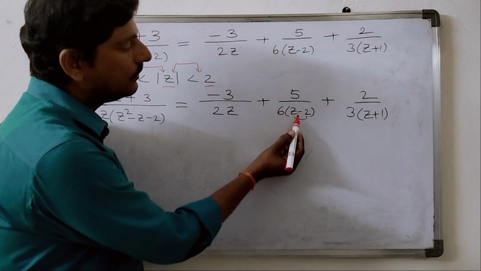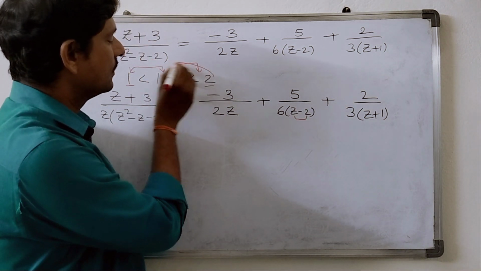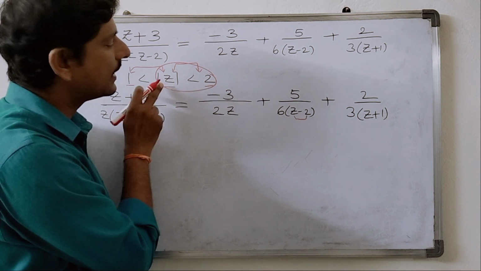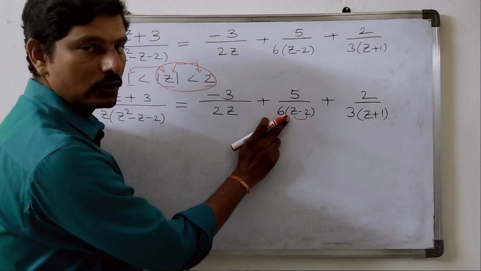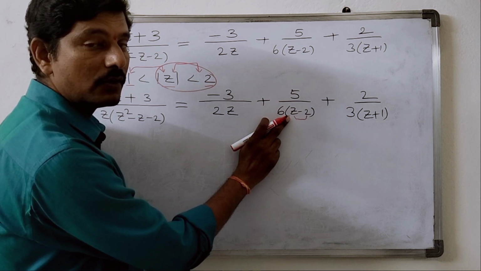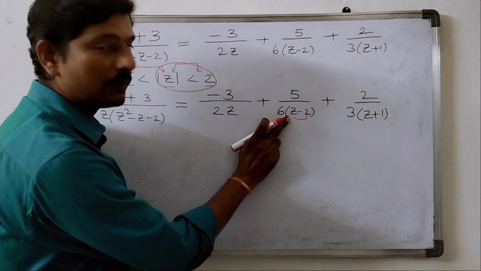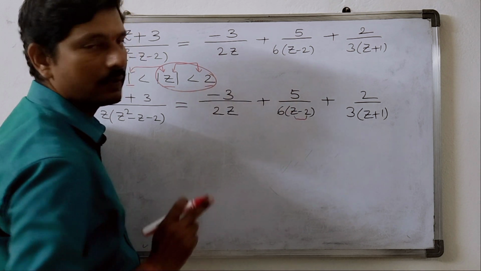Which one is greater, z or 2, in this region? Here, if you observe, z is less than 2, that means 2 is greater than z. Which number do we have to take common? The greater one. What is greater? 2. So in this expression we have to take 2 common.